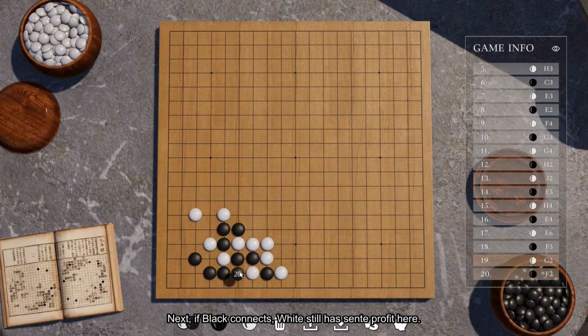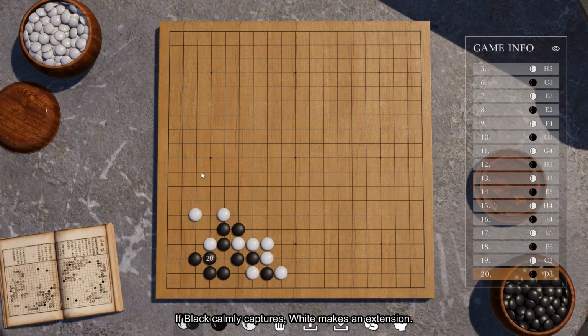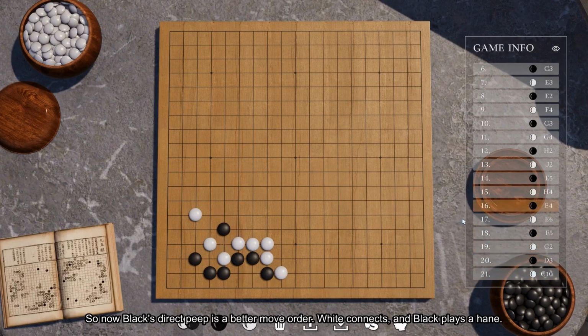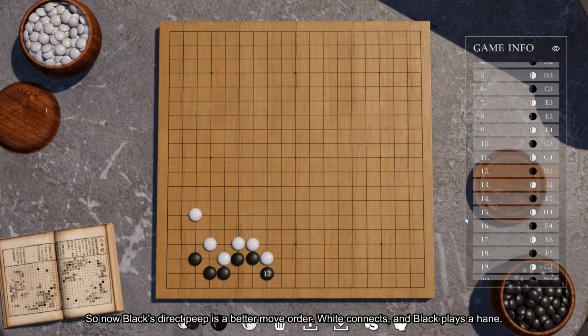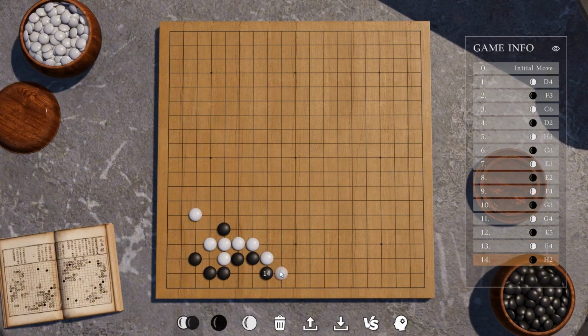Next, if black connects, white still has center profit here. If black calmly captures, white makes an extension. This makes it even more obvious that these two exchanges are a huge loss for black. So now, black's direct peep is a better move order. White connects, and black plays a hane.